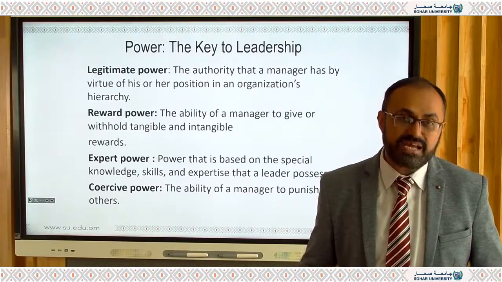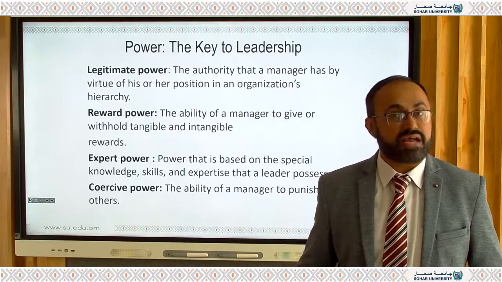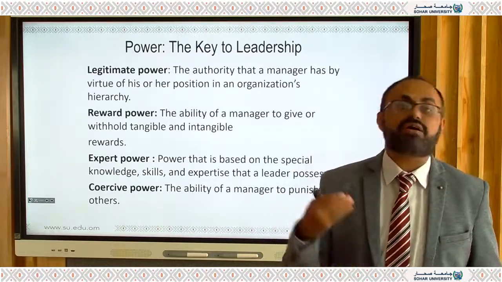So these are my expert power in this regard, and then I will be able to lead, and I will feel authoritative, and people will respect me in my organization.